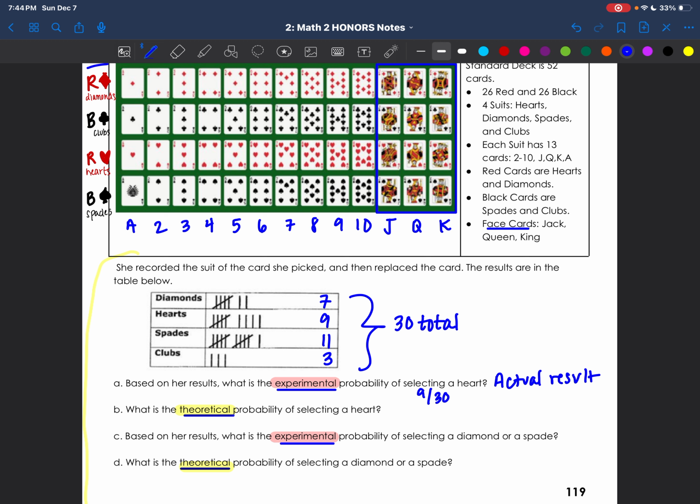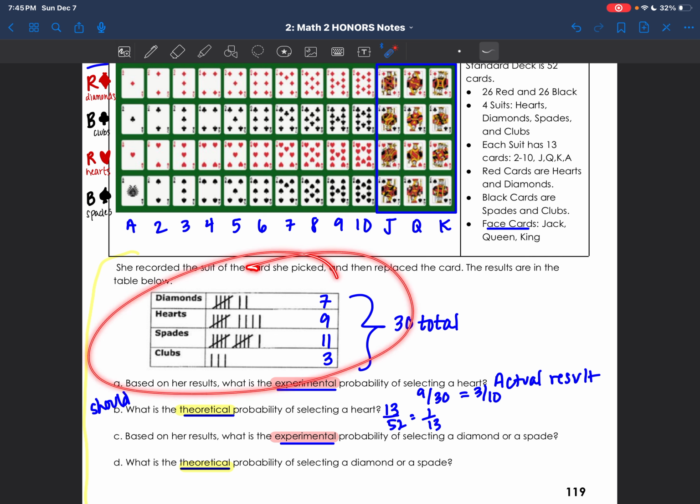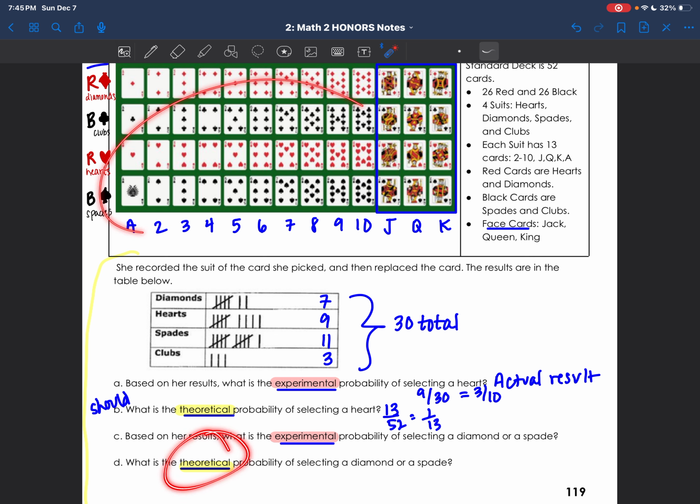Or total, sorry. So she has 9 out of 30, which is 3/10. All right, so she got 9 out of 30. That's where we got that from. All right, so now the theoretical is what should happen. So theoretical is, well, for hearts, she should get 13 out of 52, which is 1/13. All right, so now what I want you to do is finish these using this information for experimental, and then using this information for theoretical.